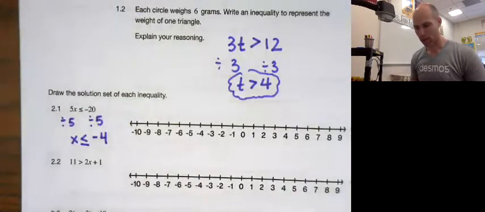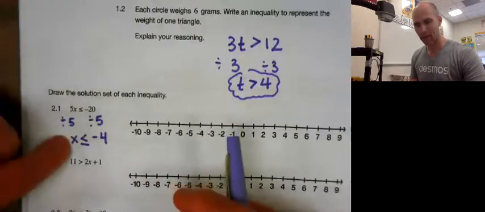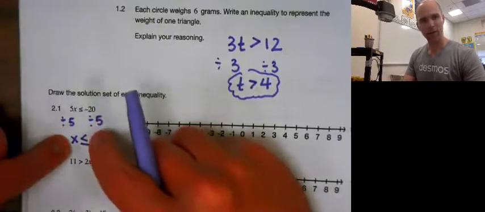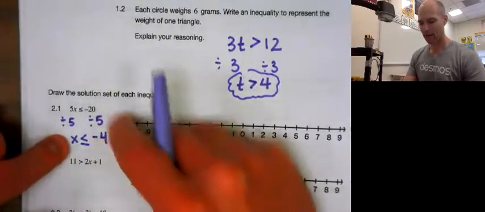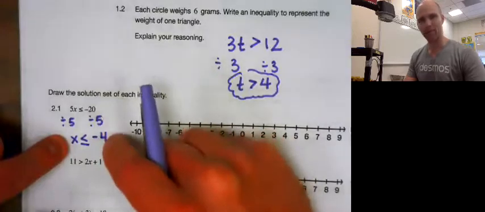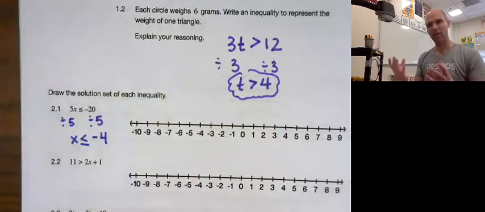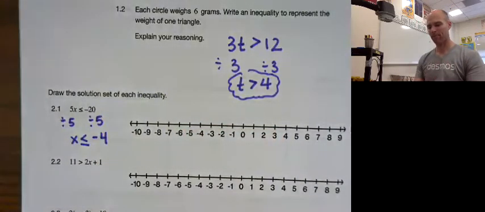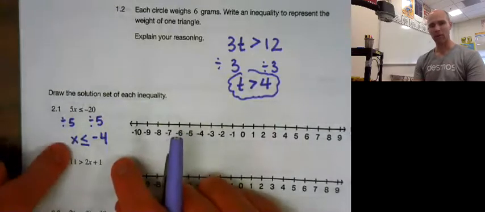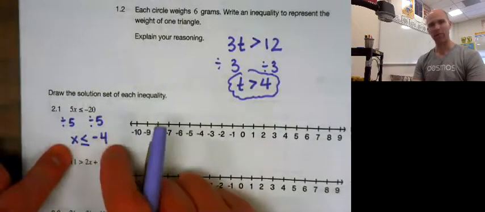So we have x isolated now. I still have my less than or equal to sign. And then negative 20 divided by 5 is negative 4. So the solution set to this inequality would be any number that's less than or equal to negative 4.